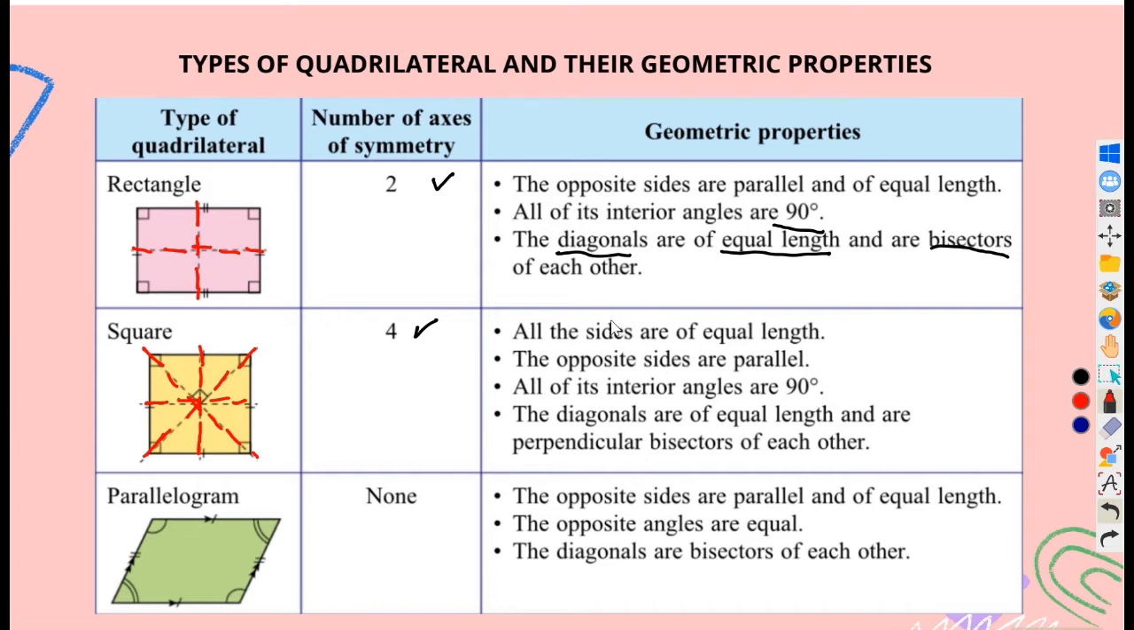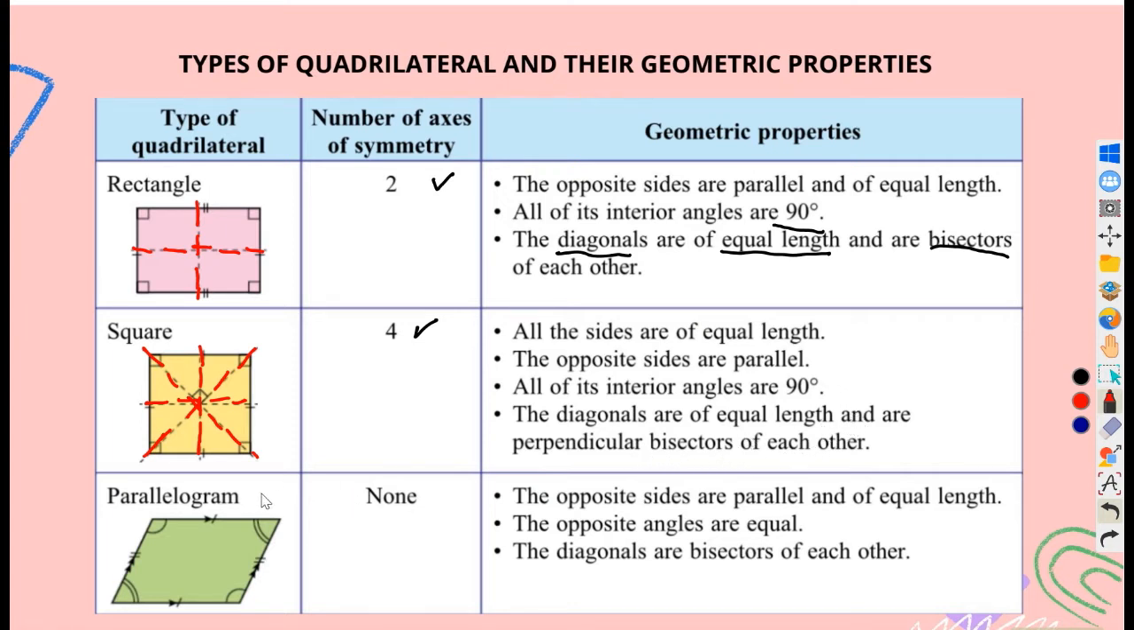All the sides are of equal length because it is a square. The opposite sides are parallel. All of its interior angles are 90 degrees. The diagonals are of equal length and are perpendicular bisectors of each other.